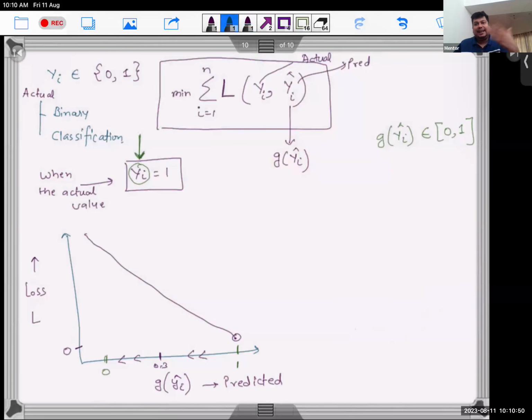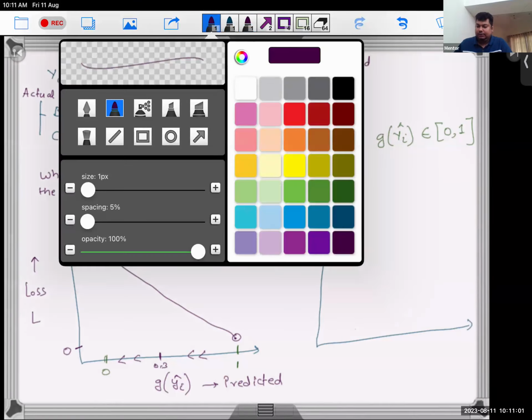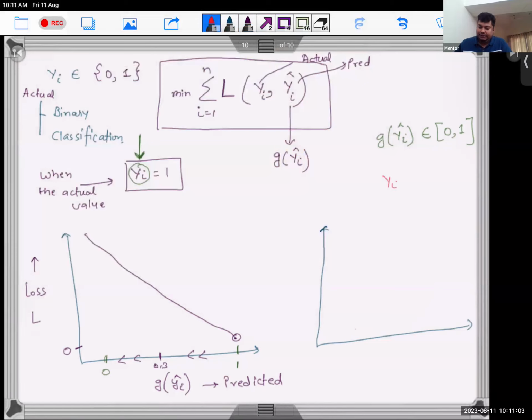Now I'm just saying this is high. I'm not telling you what the actual loss will be. It should be as high as possible that I can make it out to be. Similarly, look at the other spectrum. Assume that my actual value is now a 0. So I'm trying to design a loss function for all those samples where the actual value is 0.